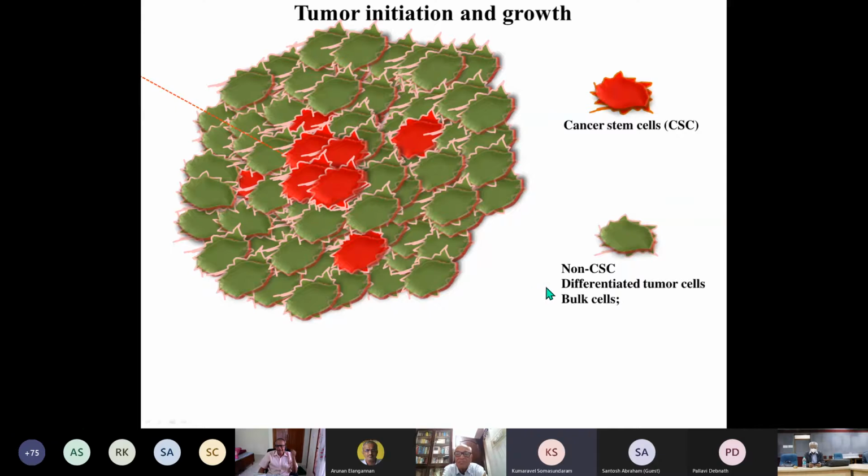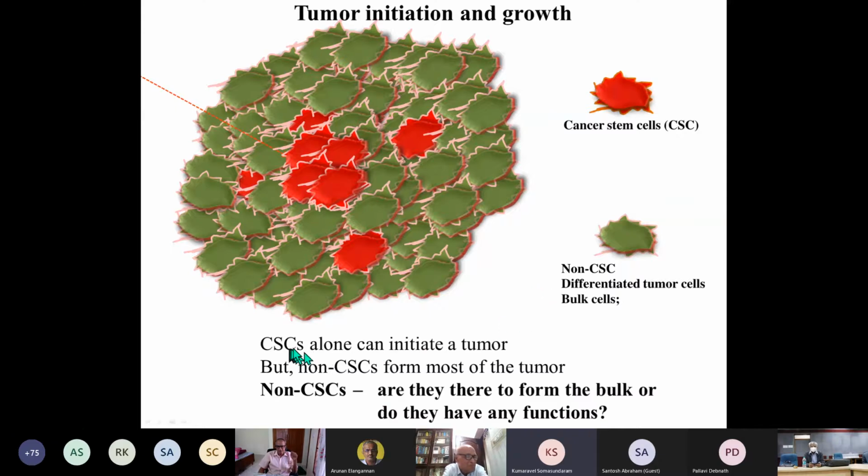So now the question I mentioned in the previous slide is, CSCs alone can initiate a tumor. It's very clear, because if you purify different cells and inject them individually, only the CSCs can initiate a tumor. Non-CSCs cannot initiate a tumor. If you put 100 times more non-CSCs, you cannot form a tumor. But the question is, non-CSCs form most of the tumor, 99% of the tumor.